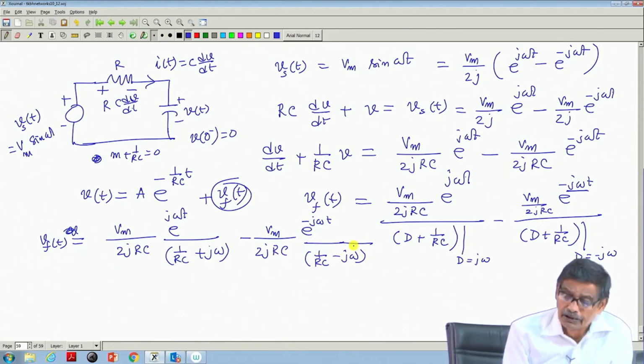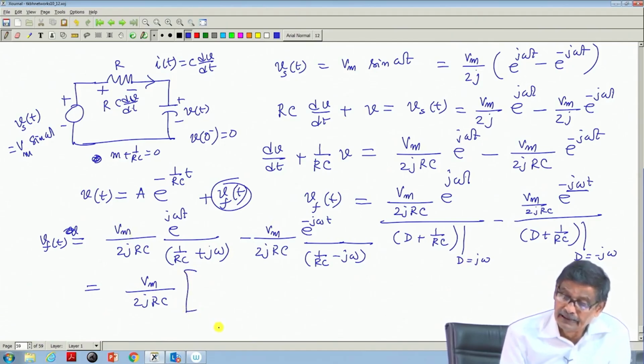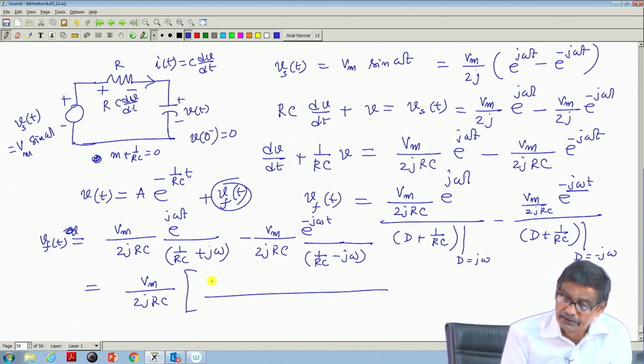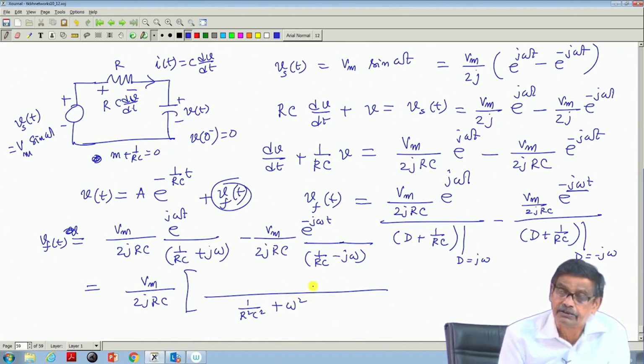You have to just manipulate this. So, what will it become? V m by 2 j R c, come outside this factor, take it outside, and then below this into this, a plus j b into a minus j b is a square plus b square. So, here a is this one, 1 by R square c square plus omega square, no imaginary thing vanishes in the denominator. Then you are adding these two terms.